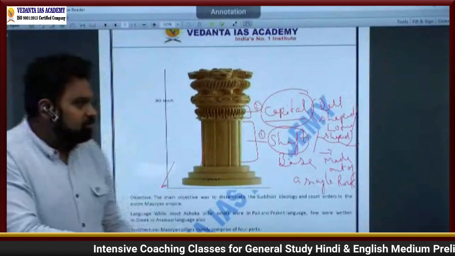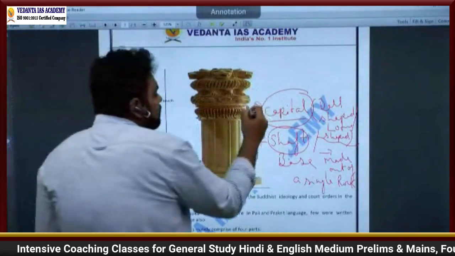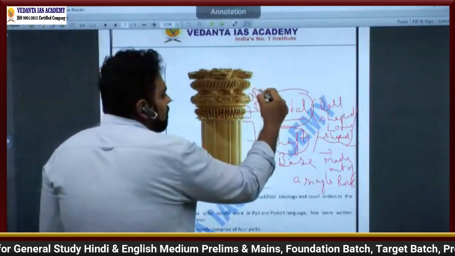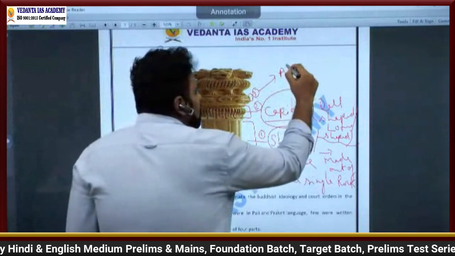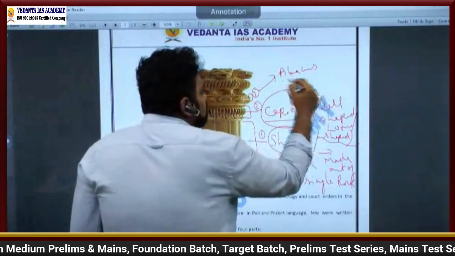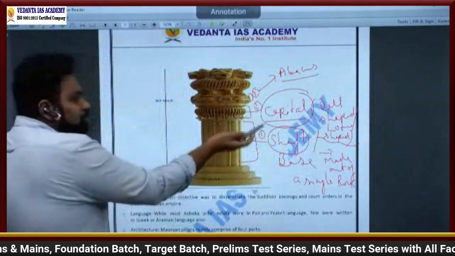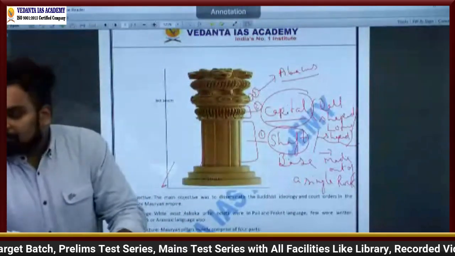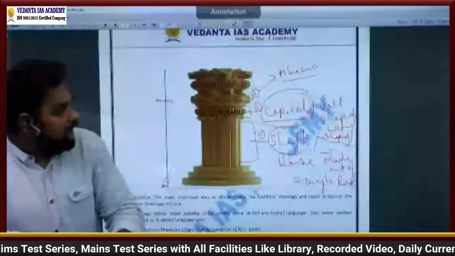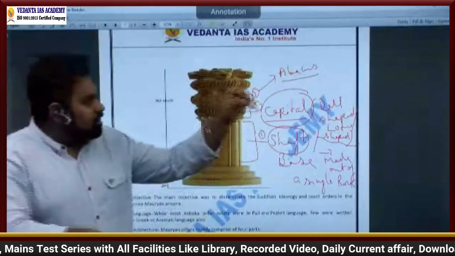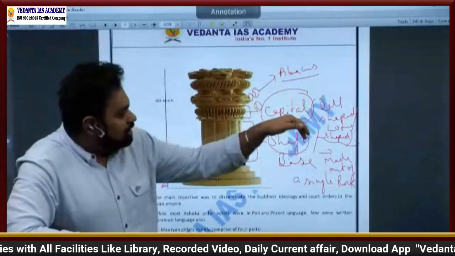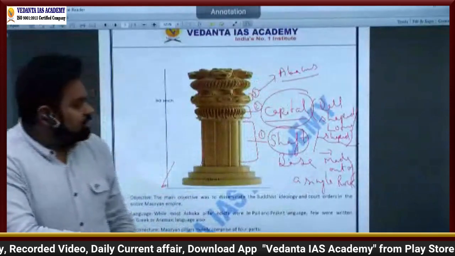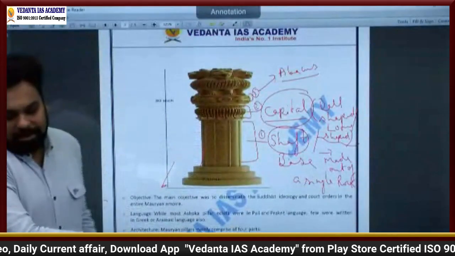Let's move ahead. Done. Okay, so this is your capital. This is your shaft, and then comes this particular part, which is known as your abacus. The part above the capital is known as your abacus. So up till now we have studied abacus, capital, shaft, right? Shaft, which is the base. So this is the basic idea.